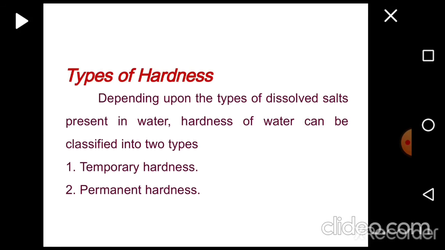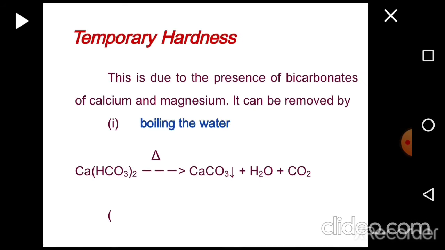The next heading, types of hardness. Depending upon the types of dissolved salts present in water, hardness of water can be classified into 2 types: temporary hardness and permanent hardness. Let us see the first one, temporary hardness. This is due to the presence of bicarbonates of calcium and magnesium. It can be removed by 2 methods: boiling the water, or adding lime.